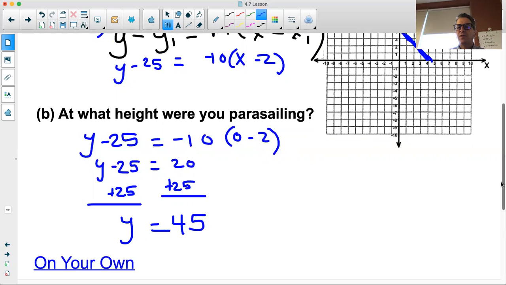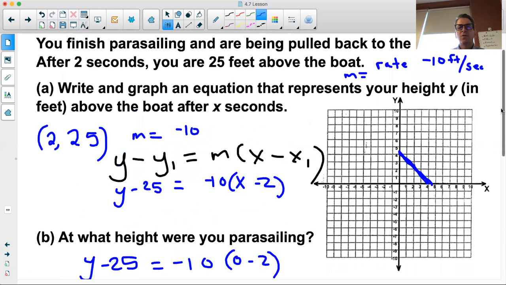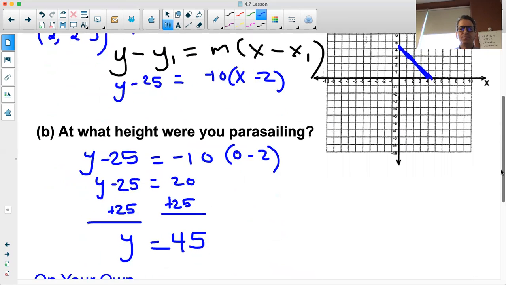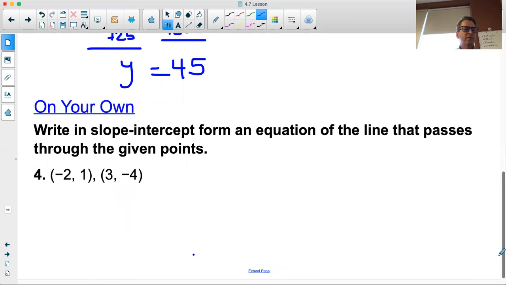So this question, this word problem, knowing that the rate is negative 10 and you have one reference point after 2 seconds, you're at 25, you're good to go with using your point-slope relationship. Okay, let's do this on your own. Finish. We've got number 4, 5, and 6. Let's try number 4 together.